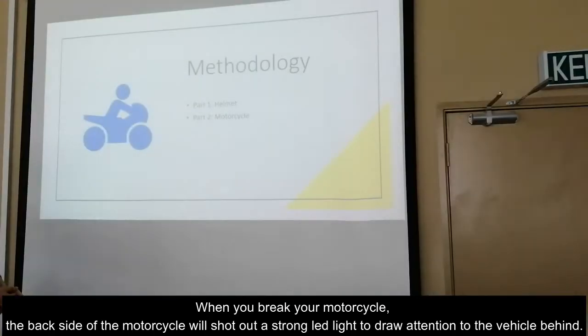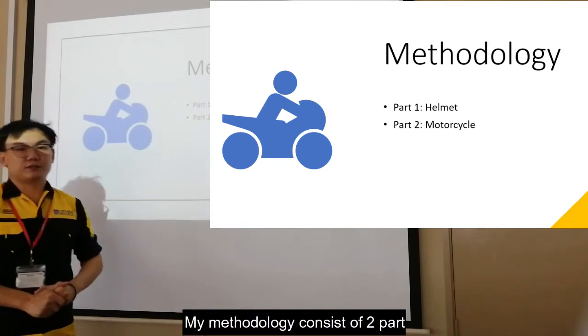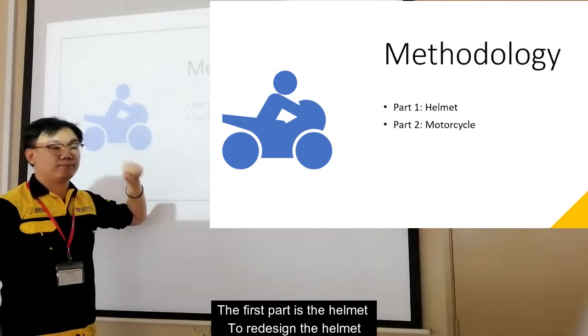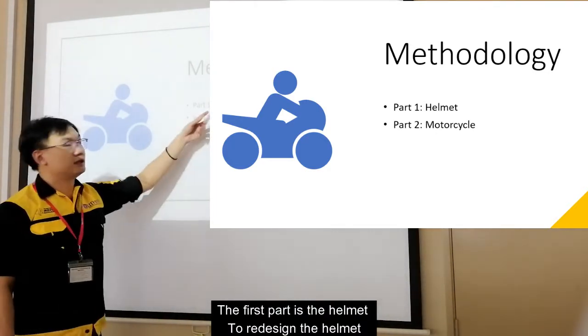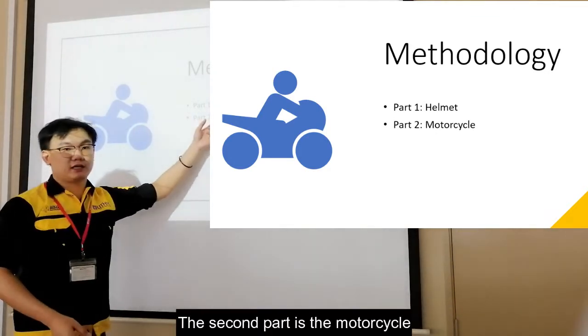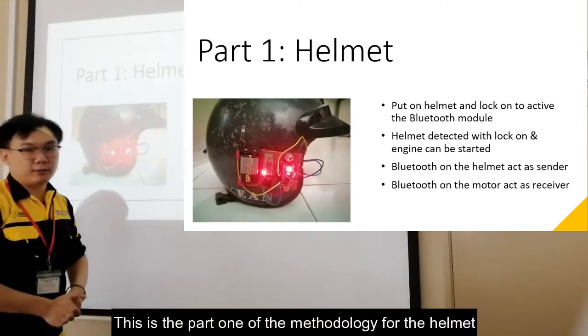Okay, next. Now is the methodology part. My methodology for this project has two parts. The first one, I modify the helmet, and the second one is the motorcycle. This is part one, the helmet part.